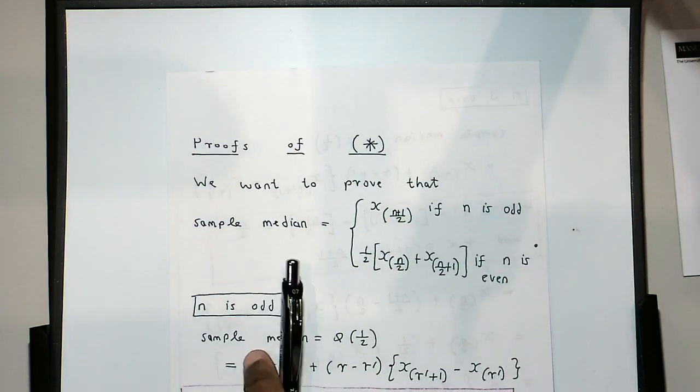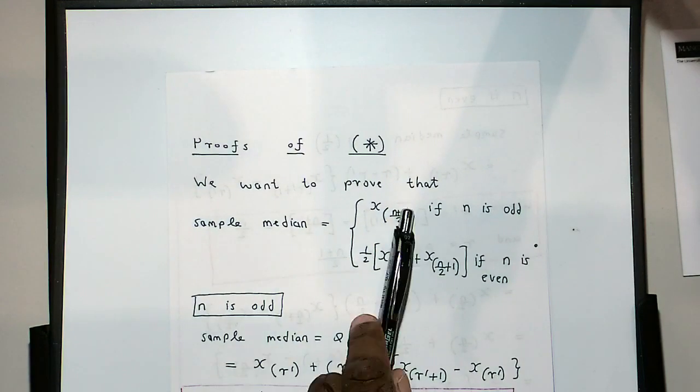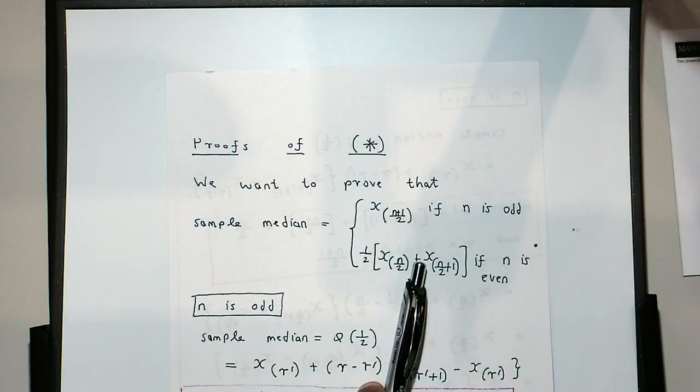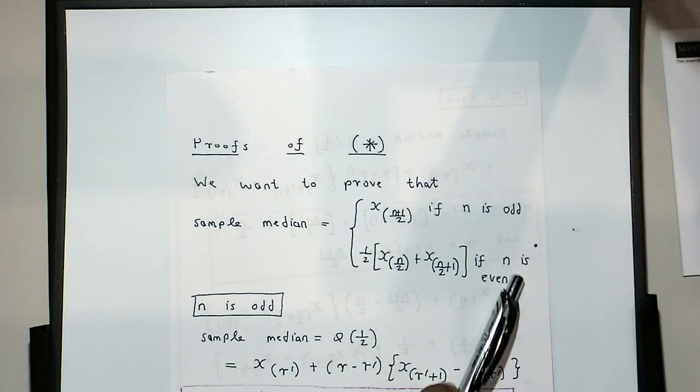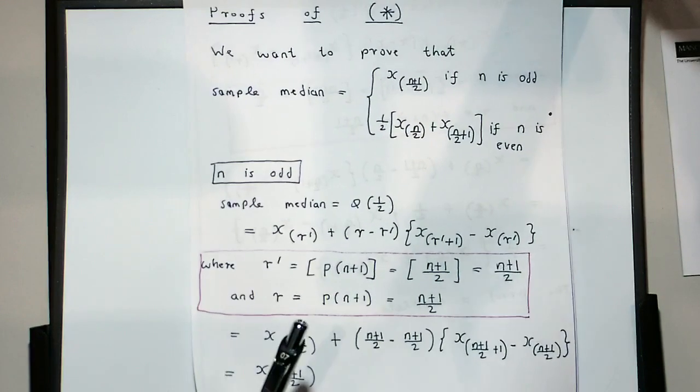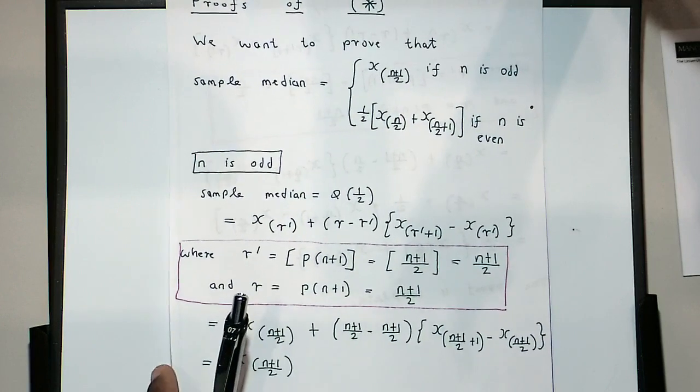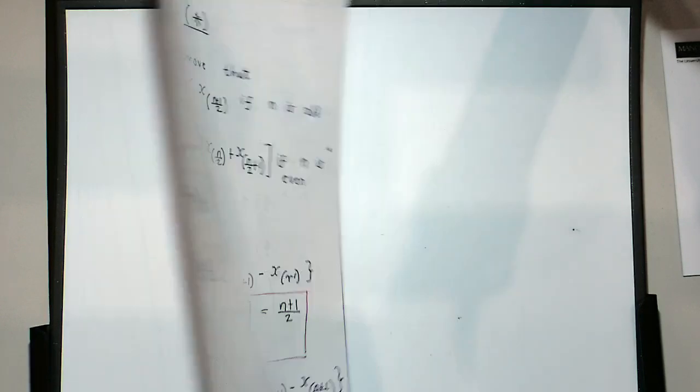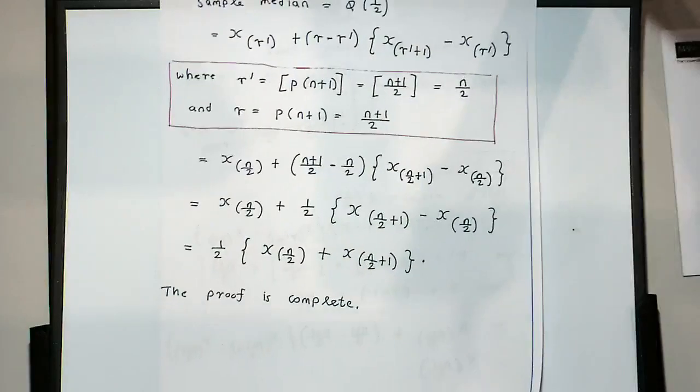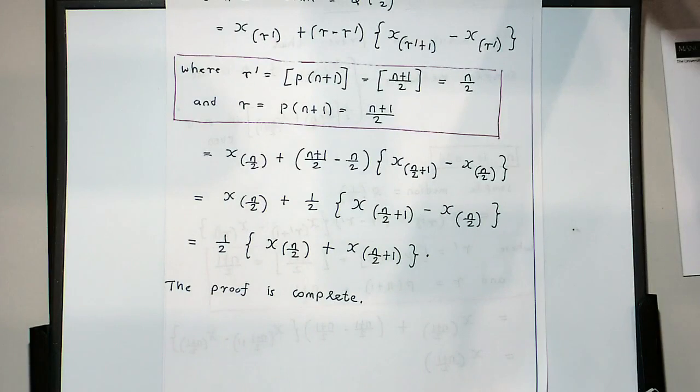That is the proof that the sample median is given by these two formulae, depending on whether n is even or odd, right? So I hope you guys looked at this proof. And if you did not understand the proof, contact me 24/7, right? This is the proof for the formula for sample median, right?